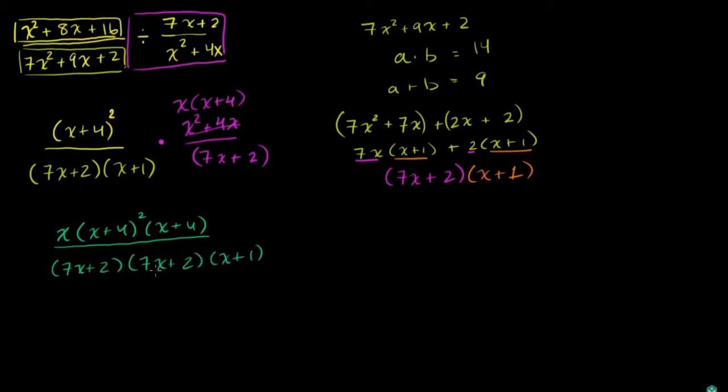So here nothing is canceling out, but we have the same term being multiplied multiple times: x plus 4 squared times x plus 4 to the first power. This is going to be equal to, we still have our x out front, so it's x times x plus 4 to the 3rd power, all of that over, we have two 7x plus 2's, so 7x plus 2 squared times x plus 1. And we are done.